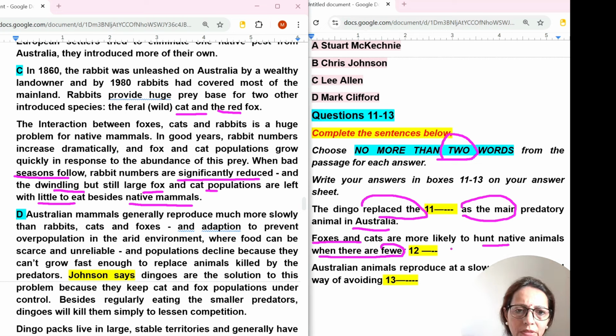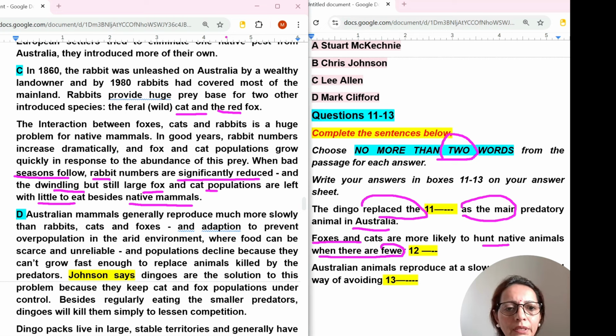Native animals are there. So foxes and cats are more likely to hunt native animals because there is a smaller population of rabbits. It is clearly given that rabbit numbers are significantly reduced, and because of that they have little to eat besides native mammals, native animals. So here rabbits will come.